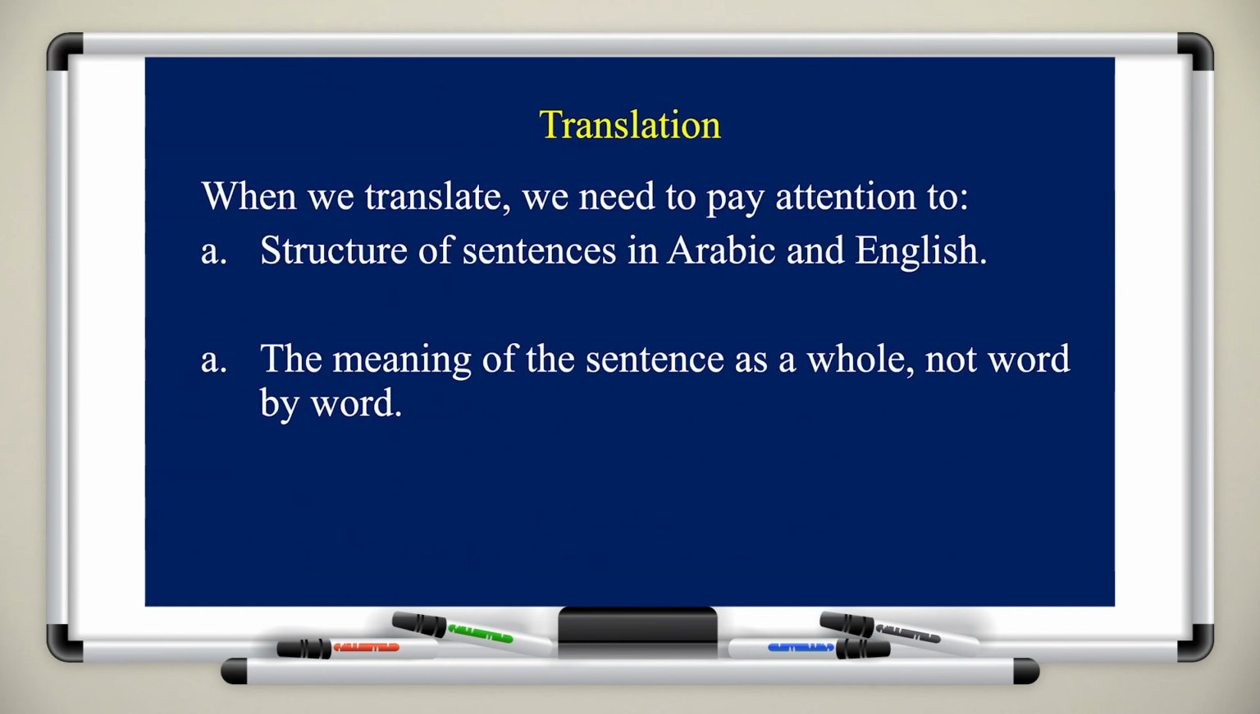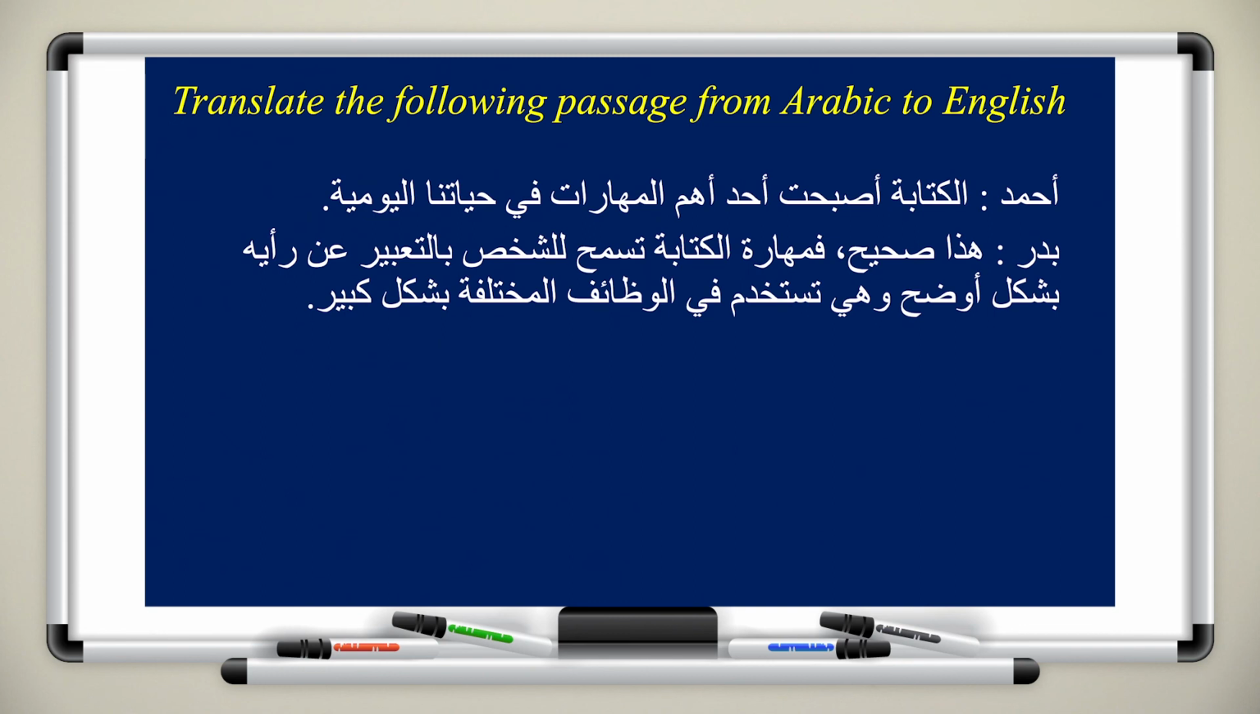Now, let's move on to the translation. When we translate, we need to pay attention to the following. We translate the meaning from one language to another. We don't translate word by word, but we translate the meaning as a whole. So we have to pay attention to the meaning and, of course, follow the structure of each language. So we read the language in Arabic and we want to follow the structure in English. So let's read the sentences here in Arabic first to understand the meaning and translate them into English.